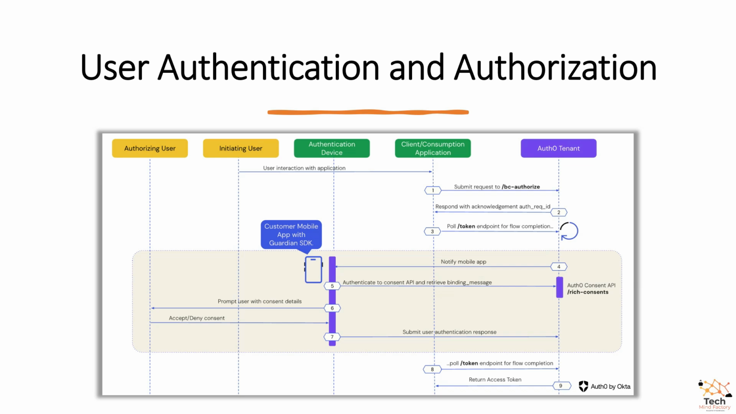So in this case, the application can display this information to the user, like, "Hey, do you agree to authenticate, or do you agree to proceed with this payment initiation?" And the user can either accept or deny. Then the application will submit the user authentication or authorization response to Auth0. And when the application is polling the token endpoint, at some point it will get the ID and access token to proceed with user identity verification and with some operation.